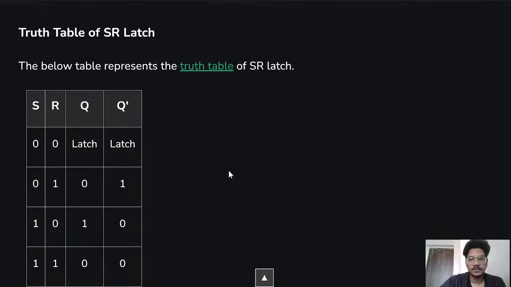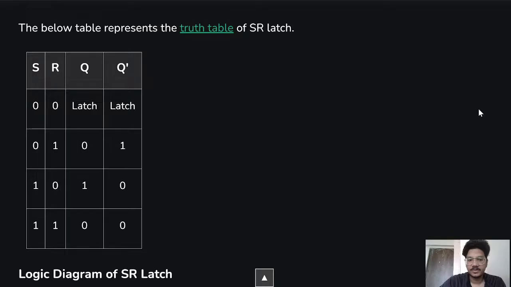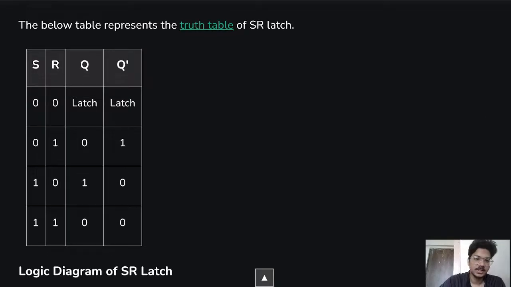So, when we have to create a truth table: S and R, 00, 01, 10, 11, and Q and Q dash outputs. When both inputs are 0, the latch holds its previous state.